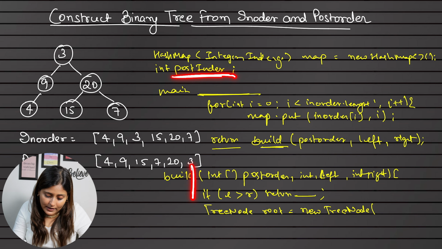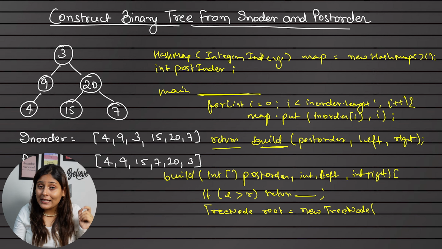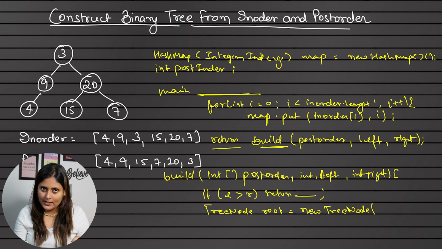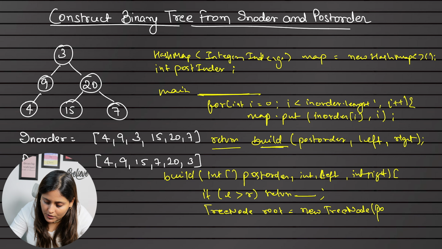So post index will be starting from here instead of 0, unlike pre-order, because in the pre-order traversal the first index says it is a root, but in post order the last index element says it is a root, correct? So hence from the post we have to read the last index value. So we'll write post order.